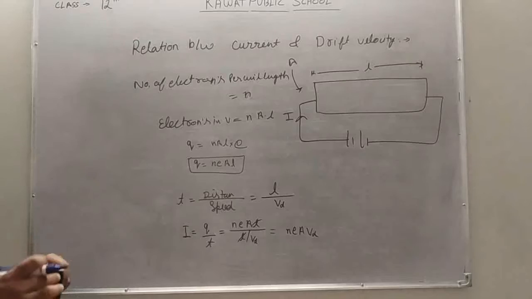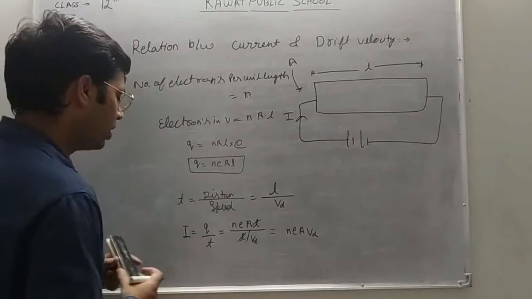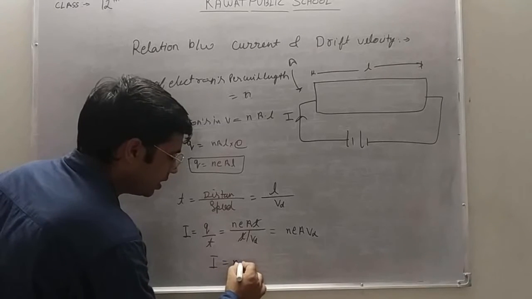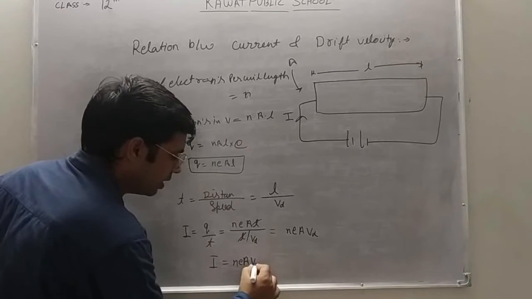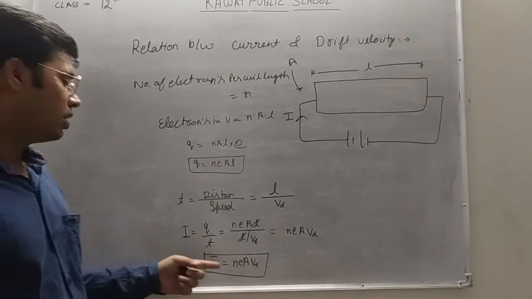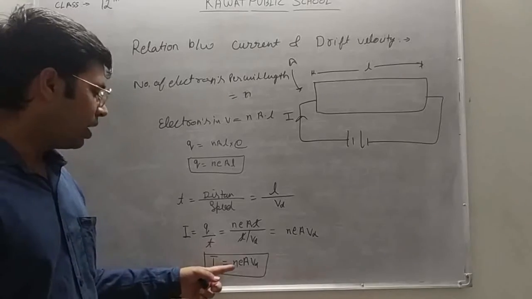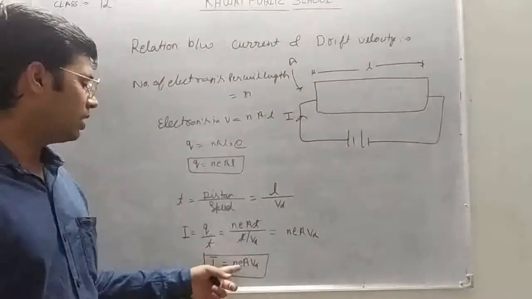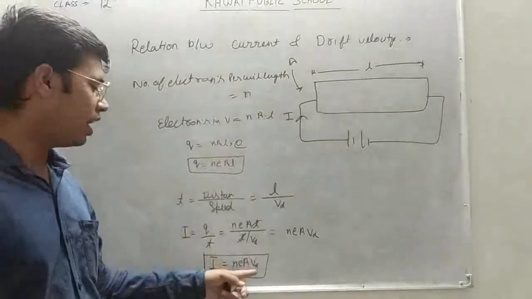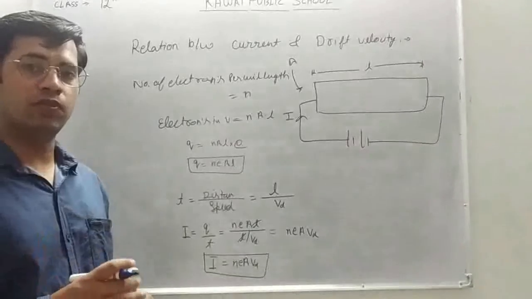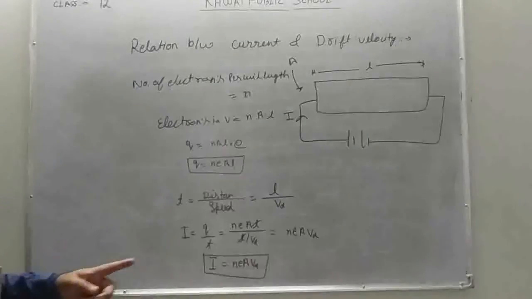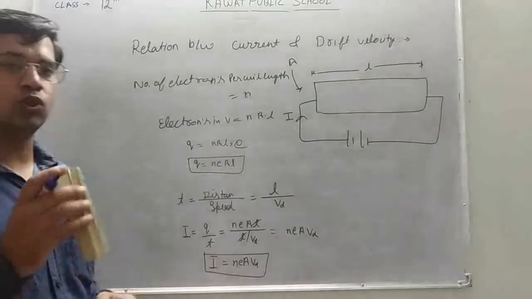So we got an equation for the relation between electric current and drift velocity, and that is I equals nAevd. Now just see the terms. I is current, n is the number of electrons, e is the charge of a single electron, A is the cross section area of this conductor, and vd is the drift velocity with which these electrons are moving. So with the help of this relation we can deduce Ohm's law.